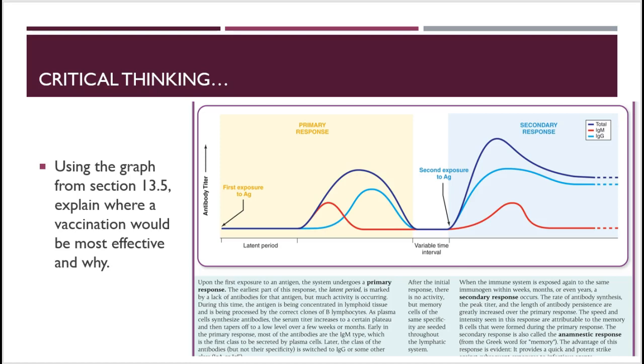Our critical thinking question is here. Using the graph from section 13.5, explain where a vaccination would be most effective and why. So use this graph in your understanding of vaccinations and antibody production. Where would vaccination be most effective? And then explain why you chose that particular time. And formulate your answer. You can come back here and compare your answer to mine on the next slide.